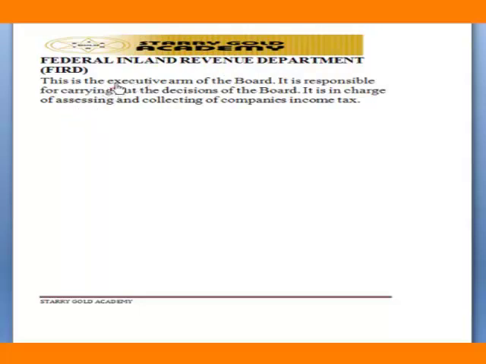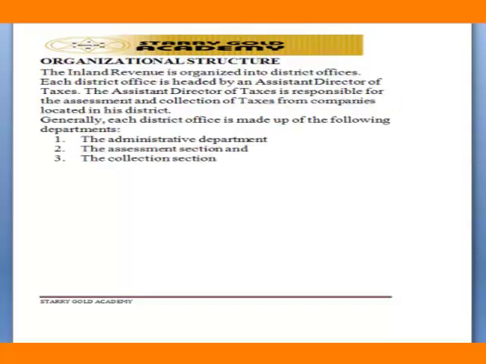and it is the executive arm of the board. It is responsible for carrying out the decision of the board. It is in charge of assessing and collecting company income tax. Do you get that? So, in the Federal Board of Inland Revenue, there is a department, the Federal Inland Revenue Department, that does this function we have just enumerated.